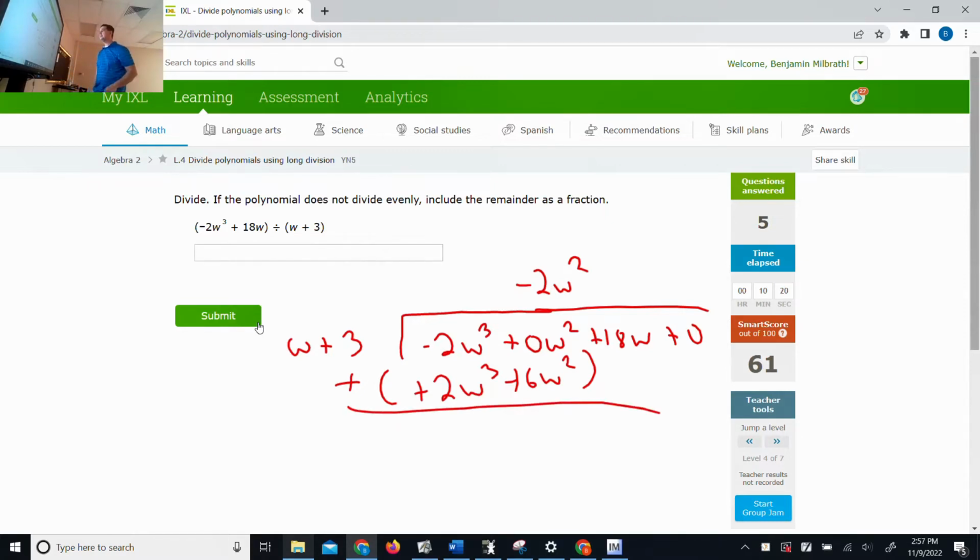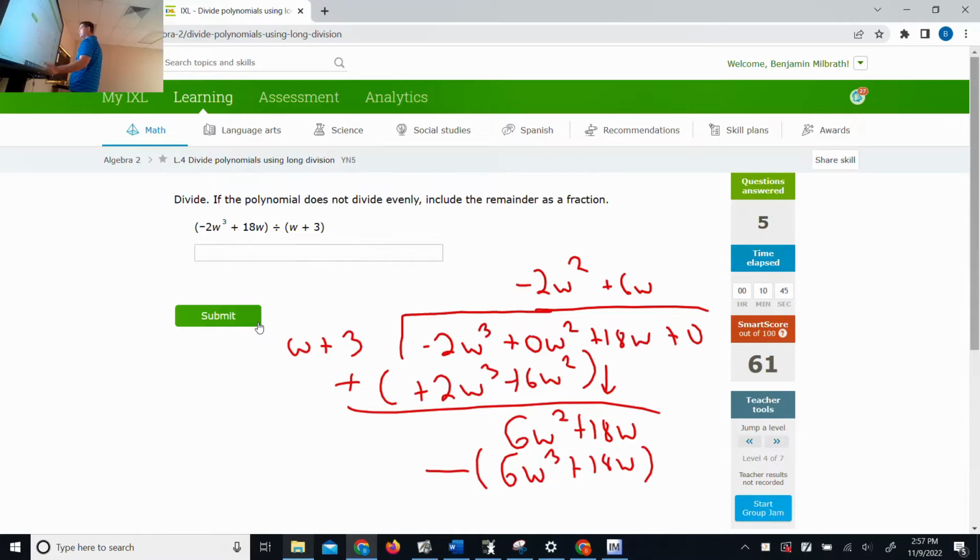Change my signs so I can do the addition. There are no w cubed, there are 6w squares. Now I'm going to bring down the 18w. To turn a w into a 6w squared, I multiply by 6w. I invoke the distributive property, 6w cubed plus 8. Oh, that's beautiful. Because when I do the subtraction here, there's nothing. So I thought this was getting harder. It's not. Turns out w plus 3 was a factor.